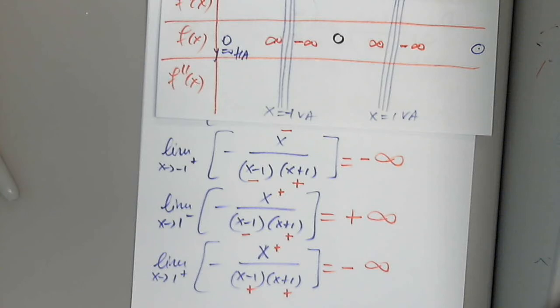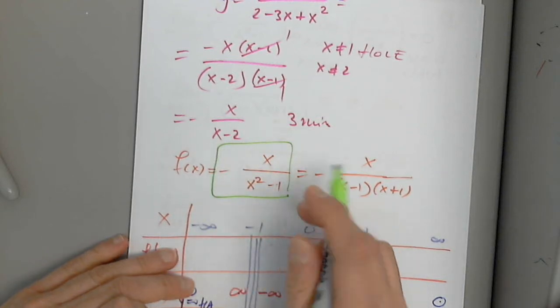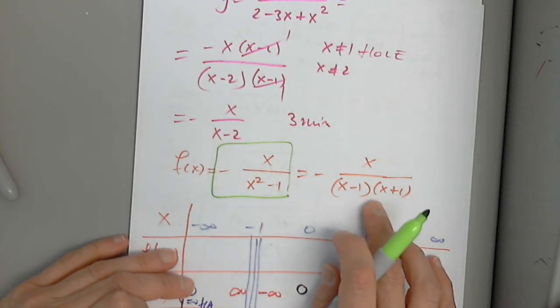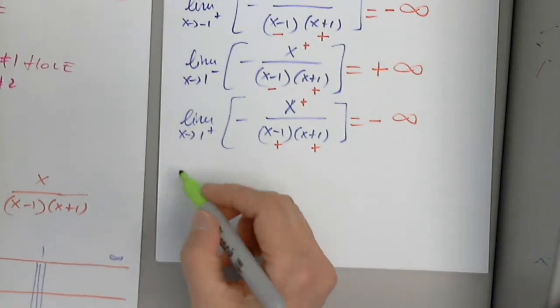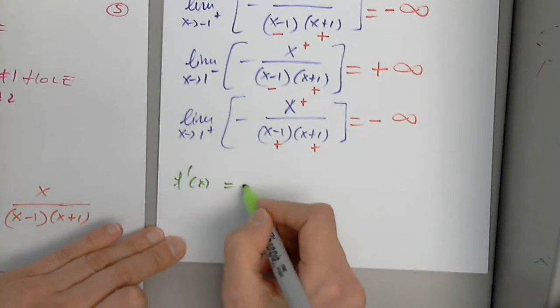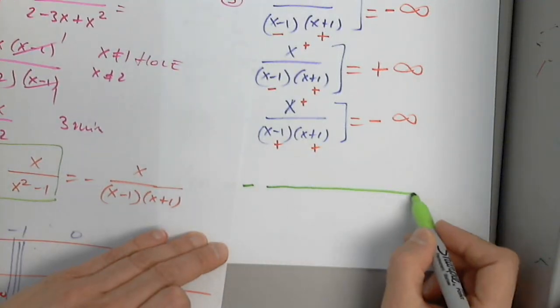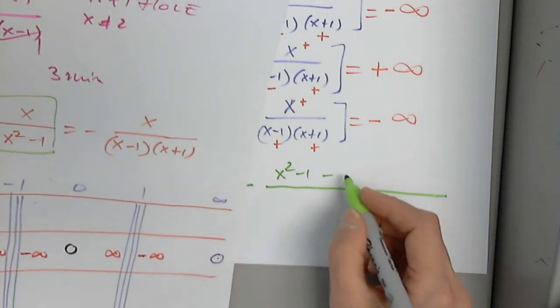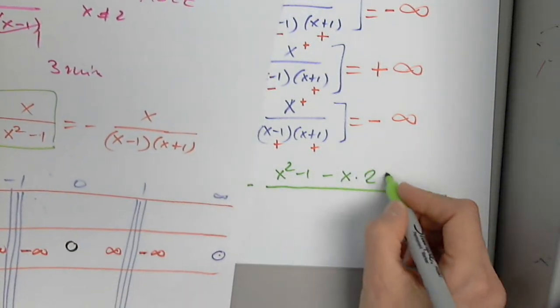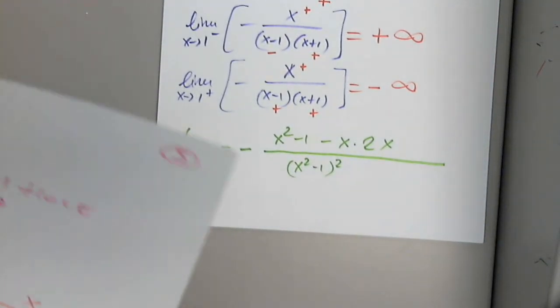There is nothing I can find about the function from the function itself. Now I'm going to differentiate, obviously, this form, not this. So f prime: leave x out, -1 outside. The top prime is 1. x squared minus 1, minus x times the denominator prime, which is 2x, over x squared minus 1 squared.